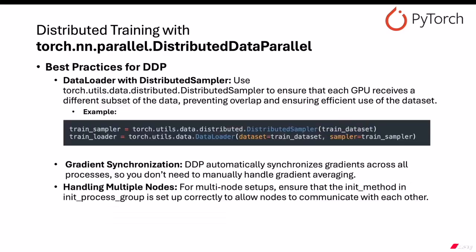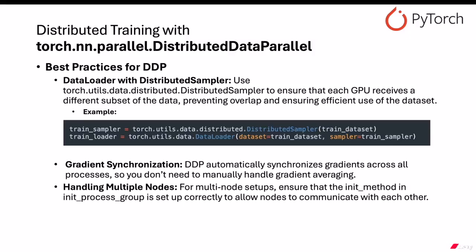Best practices for DDP. Data loader with distributed sampler. Use torch.utils.data.DistributedSampler to ensure that each GPU receives a different subset of data, preventing overlap and ensuring efficient use of the dataset. Example is train_sampler = torch.utils.data.DistributedSampler and pass the train dataset. train_loader = torch.utils.data.DataLoader, dataset equal to train_dataset and sampler equal to train_sampler.